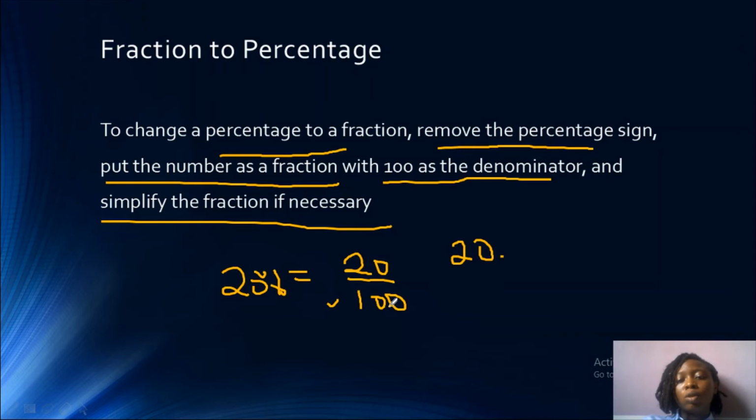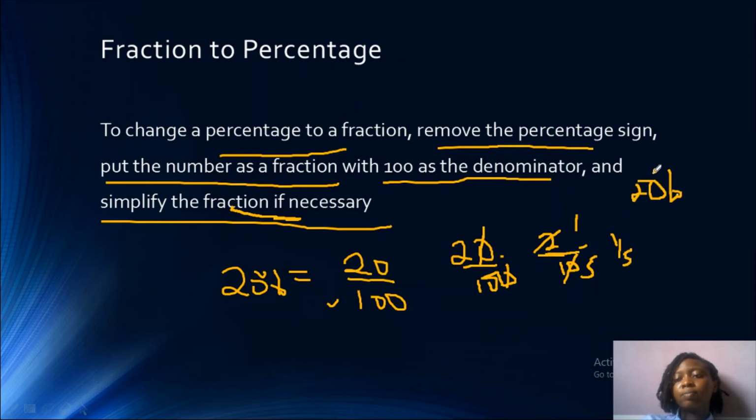So this is 20 over 100. They said we should simplify the fraction if necessary. So it is necessary here because this 0 can cancel this 0. So we are left with 2 out of 10. 2 out of 10, they are even numbers. 2 can go into this and 2 can go into this 5. So my answer is 1 out of 5. So 20% is equal to 1 out of 5. As simple as that.